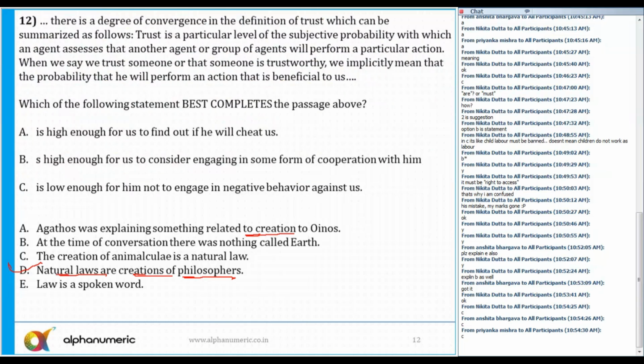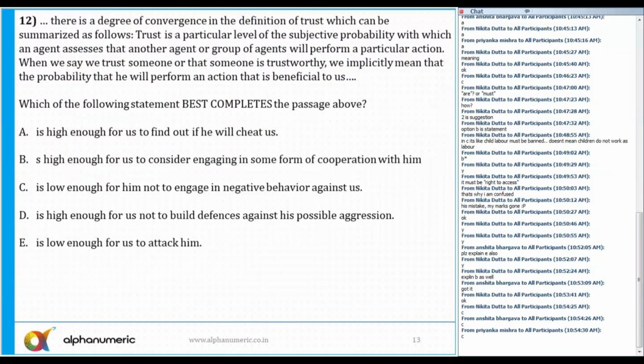Question number 12. He tells you there is a degree of convergence in the definition of trust, which can be summarized as follows. So he's trying to define trust. Trust is the subjective probability with which one person assesses that another person or group will perform a particular action. When we say we trust someone or someone is trustworthy, we mean that the probability that he will perform an action that is beneficial to us.